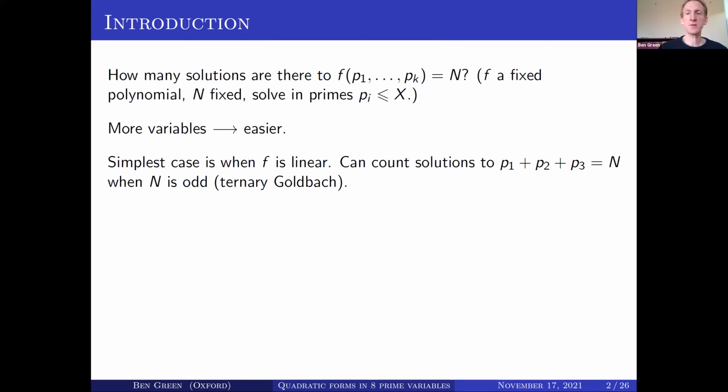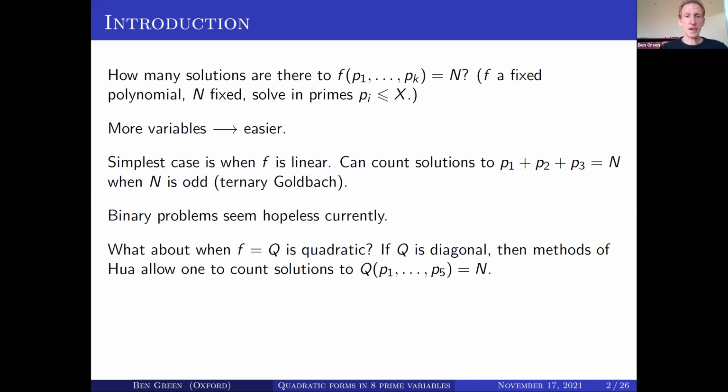So we can count solutions to p1 plus p2 plus p3 equals n, when n is odd at least, and this is the Ternary-Goldbach problem. This was solved in 1937 for large n by Vinogradov using techniques of Hardy-Littlewood, and famously Helfgott in 2013 finished this off completely, addressing all values of n down to 5. And that's about as far as we hope to go anytime soon in the linear case. The binary problem is essentially the Goldbach problem, which still seems totally out of reach.